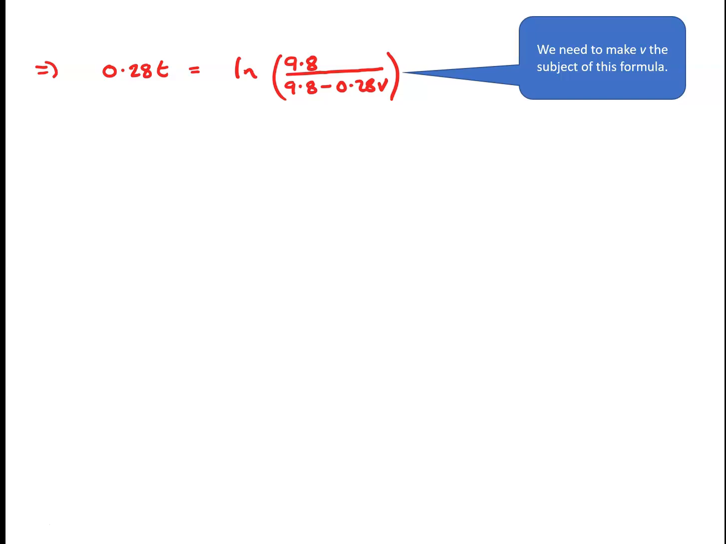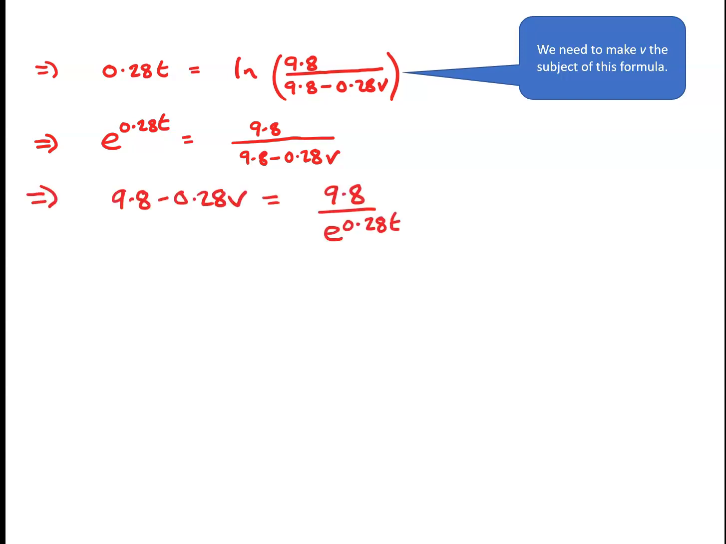So, first thing we can do is raise each side to the power e to get rid of the logarithm. So we've got e to the 0.28t is 9.8 divided by 9.8 minus 0.28v. Rearranging, we've got 9.8 minus 0.28v equals 9.8 divided by e to the 0.28t, or in other words, 9.8 minus 0.28v equals 9.8 e to the minus 0.28t.